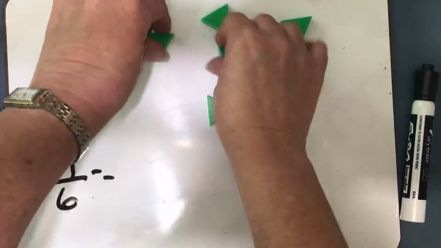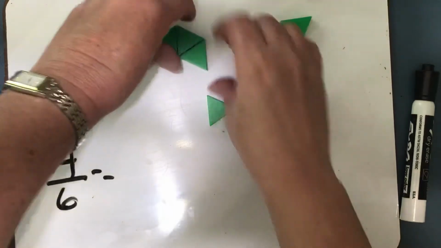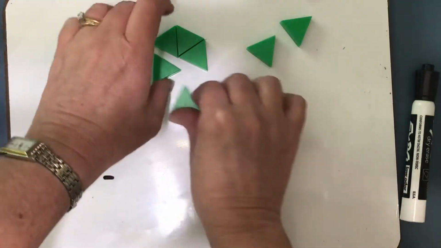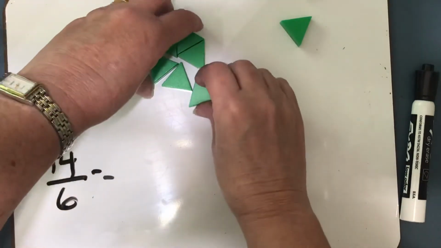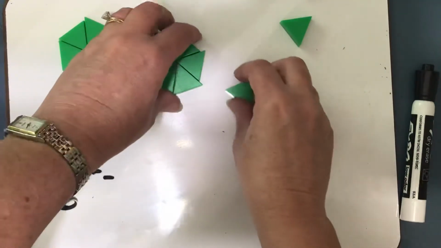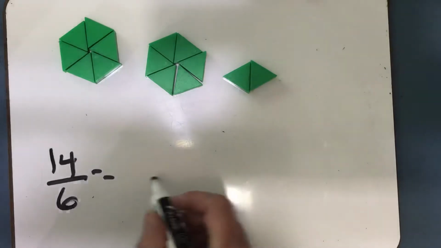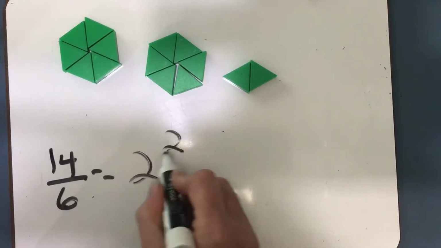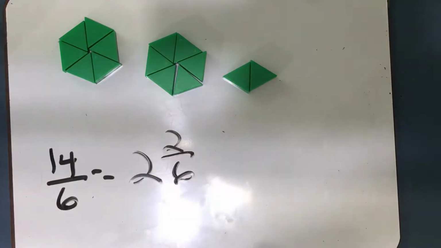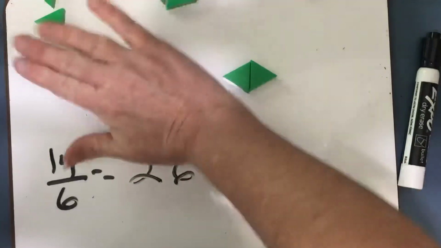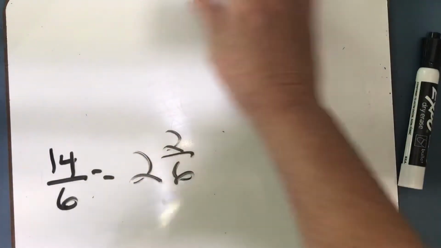Okay, and then here's, I get 6 more to make another whole. So there's 2 wholes, and then I have 2 left over. So 14 sixths equals 2 and 2 sixths. Okay, there's another way to do it without using a model. That's the way we do it with a model.